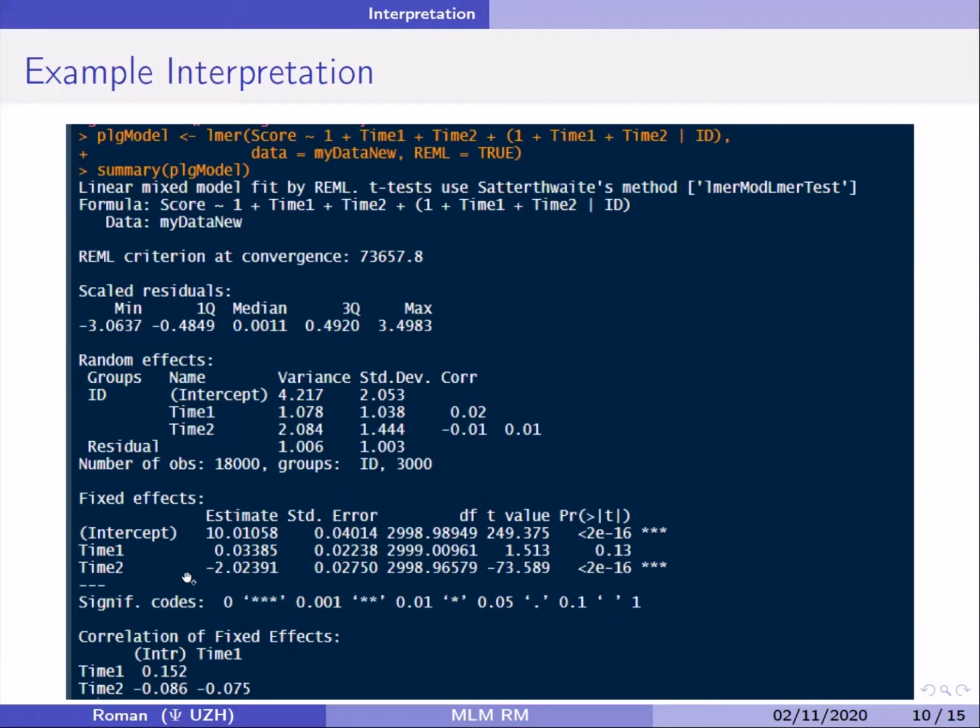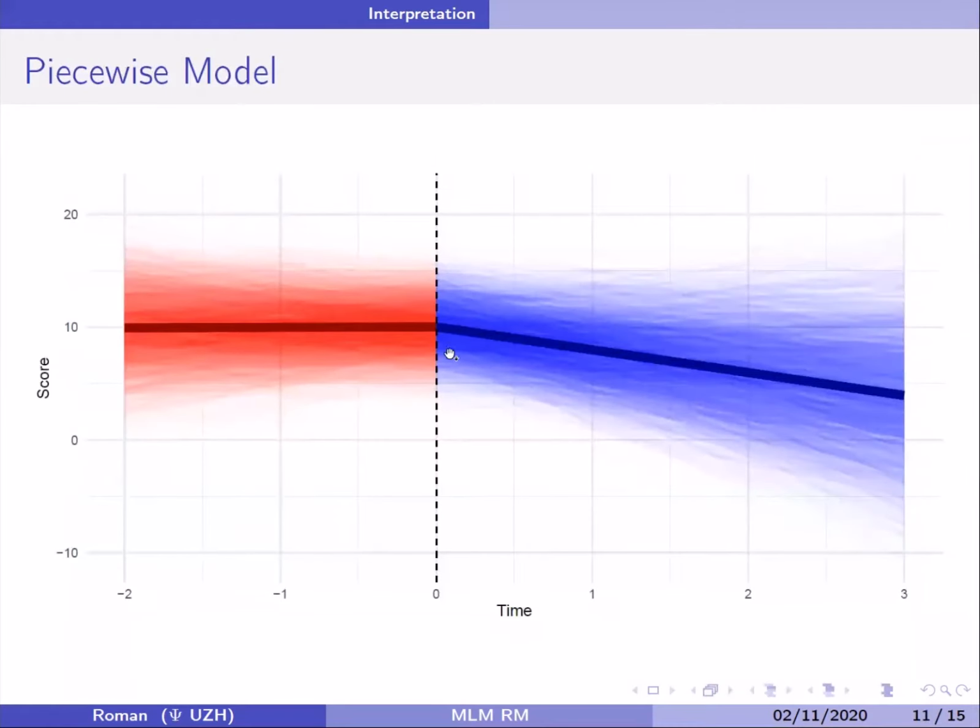Okay, now time 2. This is where things are interesting. The fixed effect of time 2, or the fixed slope, is negative 2.0. This is telling us that for a 1 unit increase in time in the blue section, so from 0 to 1 or 1 to 2 or 2 to 3, we are expected to see the score go down by 2 units. So from here to here, we see a 2 unit decrease. Okay, so that is our fixed slope.